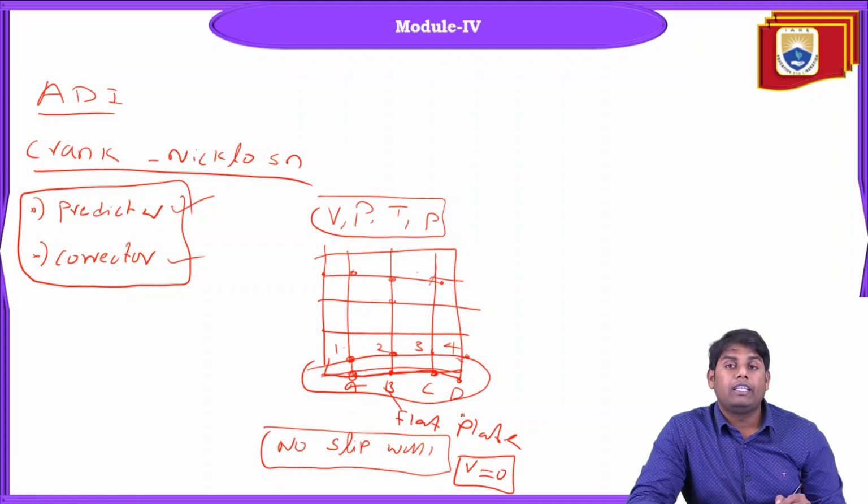So equal to 0 is for no slip wall. So not equal to 0 is for slip wall.